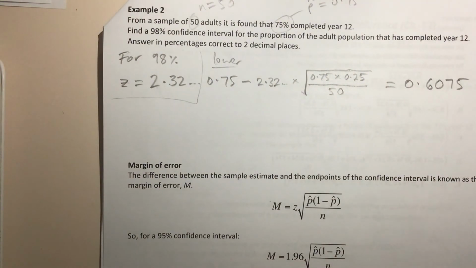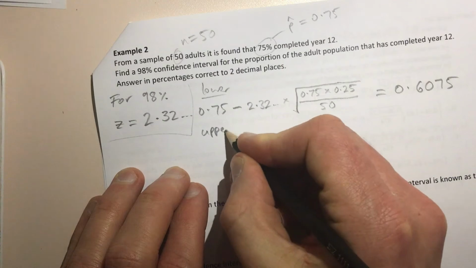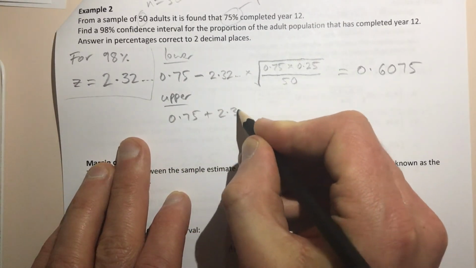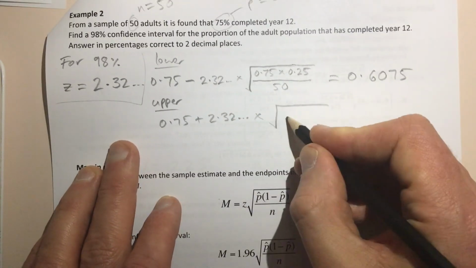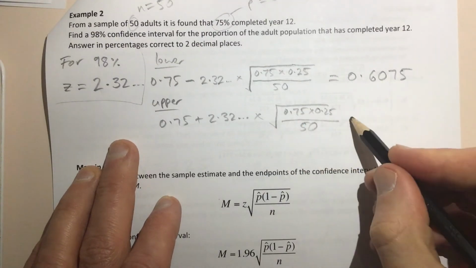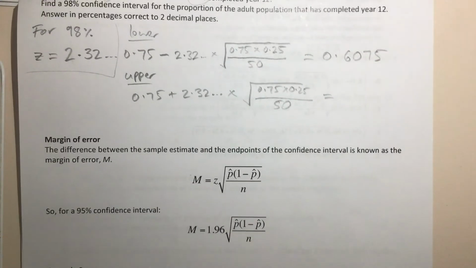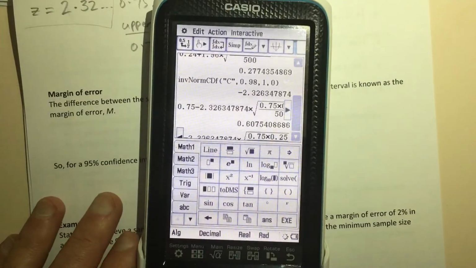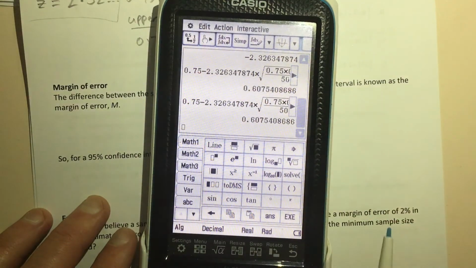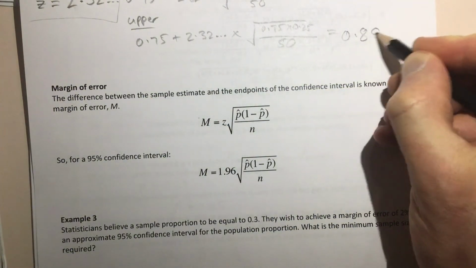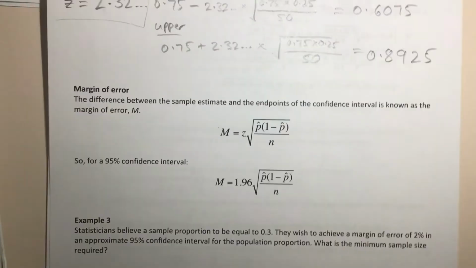The upper end, remember, is the exact same calculation, but with a plus. So 0.75 plus 2.32. Right, so you're not going to type it all into your calculator again. You're just going to hit execute so it repeats the calculation, and then change the minus to a plus to get the upper end. 0.89245, so 0.8925 to 4 decimal places.